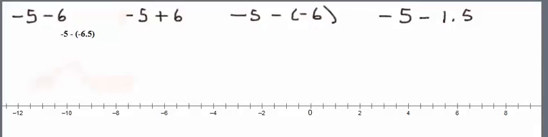This is Mrs. Dehn-Brastad, and in this little short video we're going to look at how to add and subtract real numbers, so those with positives and negatives, and maybe with decimals on them, maybe with fractions on them.